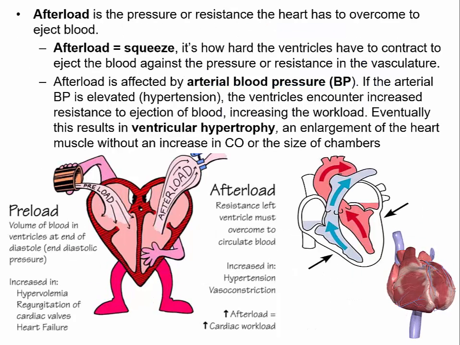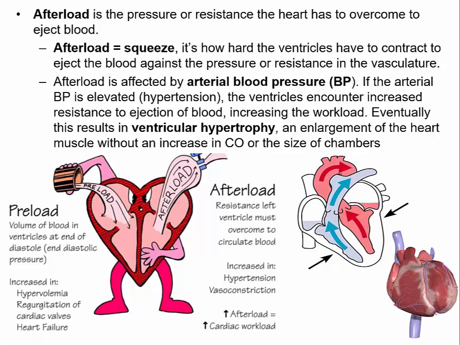Afterload is the pressure or resistance that the heart has to overcome to eject the blood. Afterload is the squeeze. It's how hard the ventricles have to contract in order to eject the blood against the pressure or resistance of the vasculature. We're going to see that this resistance is called your systemic vascular resistance. Afterload is affected by arterial blood pressure. If the arterial blood pressure is elevated because you have hypertension, then the ventricles encounter increased resistance to ejection of blood, increasing the workload on the heart.